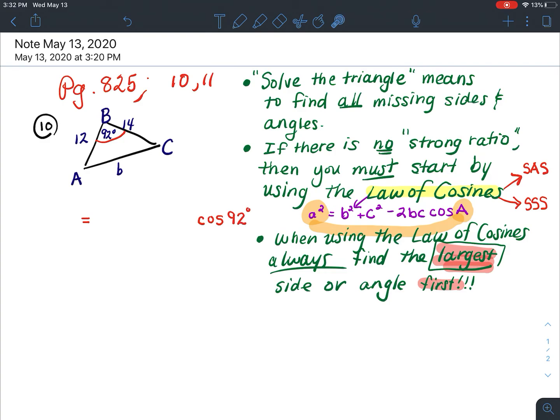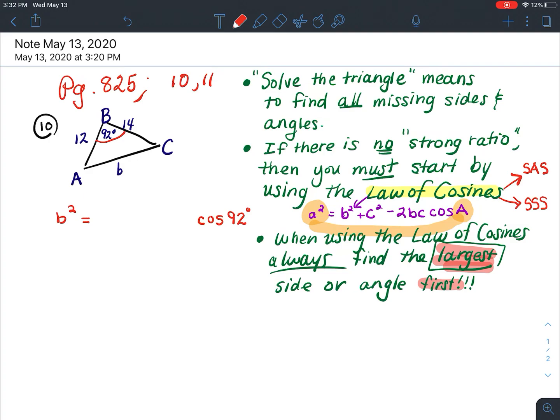Now, the moment I'm using angle B here, all the way over on the left-hand side of the formula I have to put side b squared. See how over here I had angle A, and then all the way over here would be side A squared. So I'm just going to put a lowercase b squared.